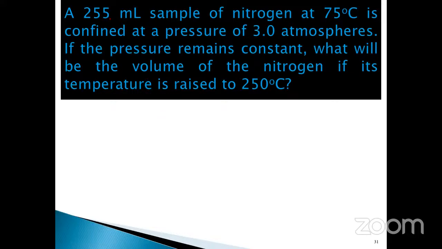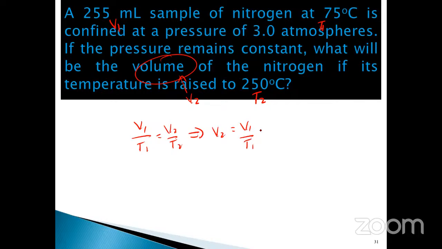So the 255 mils would be V1, the initial temperature T1 would be the 75 degrees. We don't need to worry about the pressure because the pressure is constant. But the final temperature here, 250 degrees, is T2, right? What the question is asking for is V2. So basically, this is the law: V1 over T1 is equal to V2 over T2. So we need to find V2, which is equal to V1 over T1 times T2.